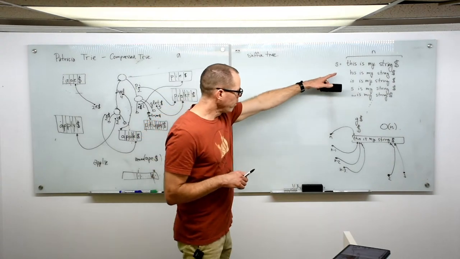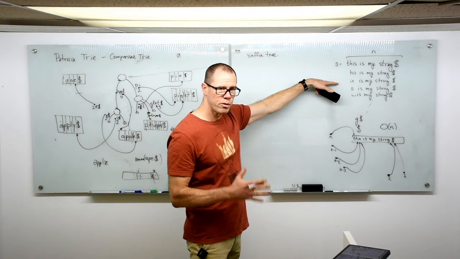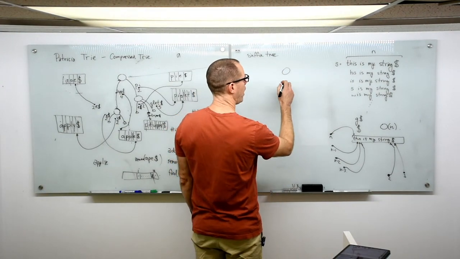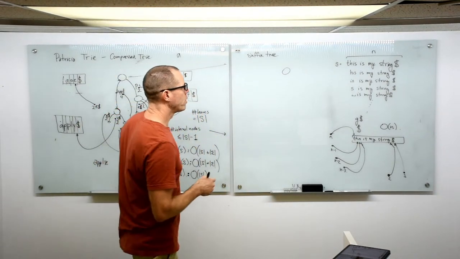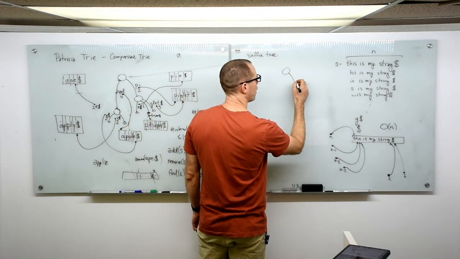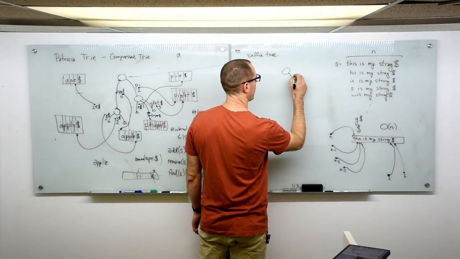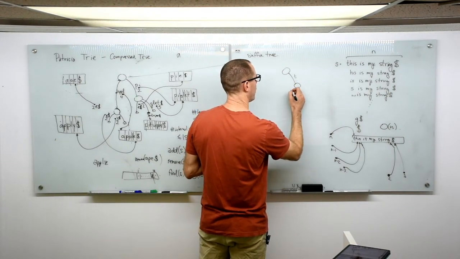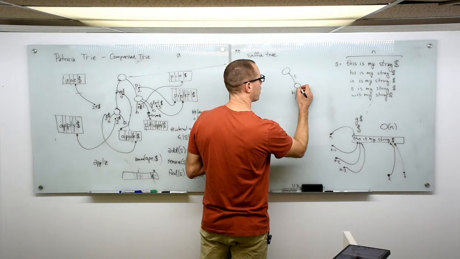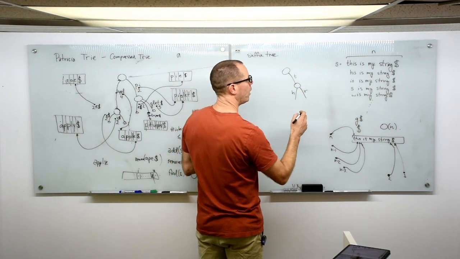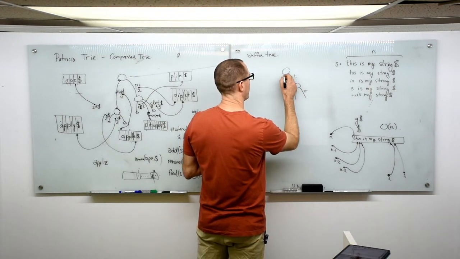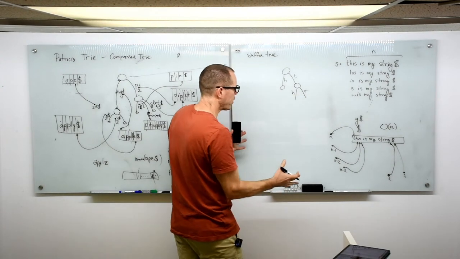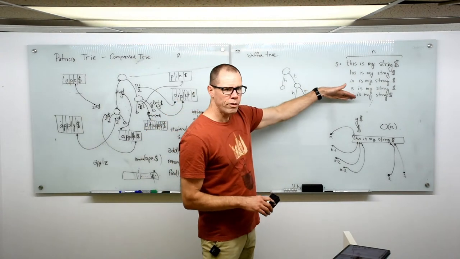Now, I'm going to say, take all of these strings and put them into a suffix tree. So you're going to get a suffix tree, but not a suffix tree, a Patricia tree. So it's going to have a root that has a T, H, it's going to be an R, there's going to be an H here, and it's going to be big, but it's going to store all of these strings.